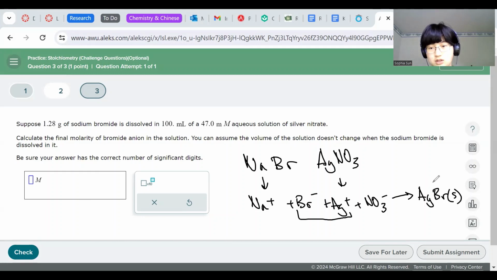This means that bromide is no longer an ion in the solution and should be subtracted from the total amount of ions. The other one, sodium nitrate, is going to be soluble, so this one will stay as ions. So now we can see that our total net ionic change is simply this.